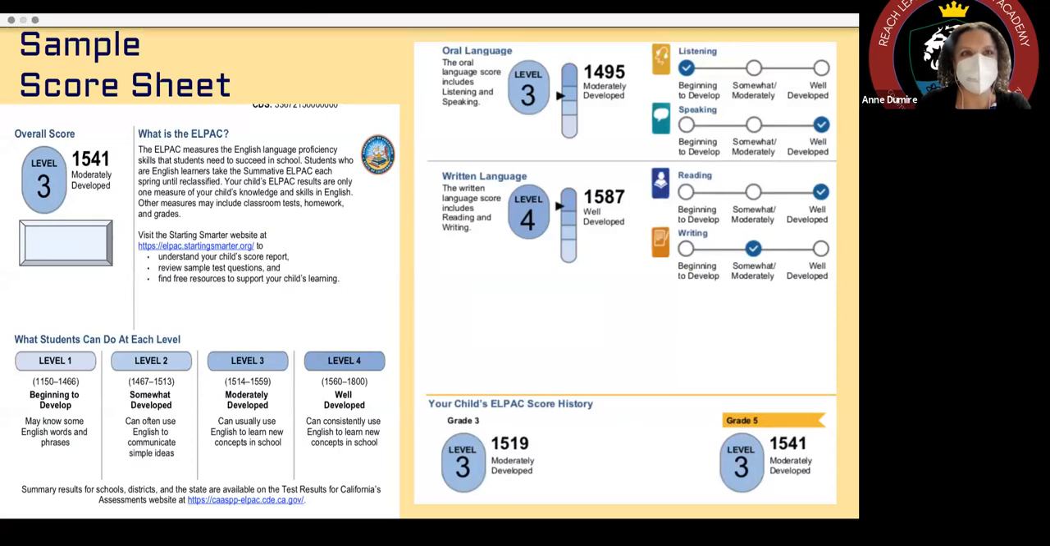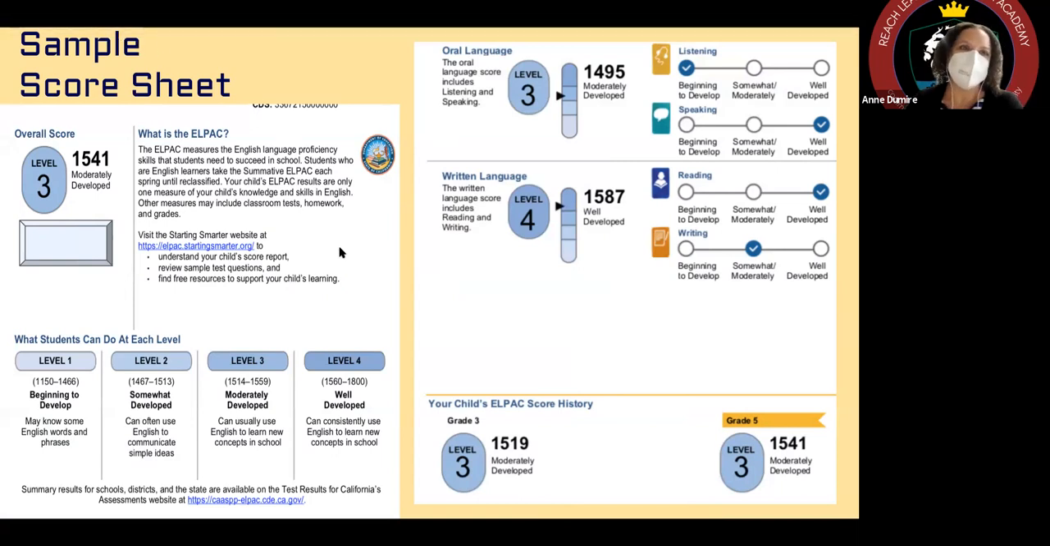I put in a sample score sheet so we can look at what they look like now. They should have come in the mail, and if you haven't received it, it's on its way. If your student took the LPAC in the spring, you'll be receiving your score sheet. The format has changed in the past few years when they decided to make it an online test.